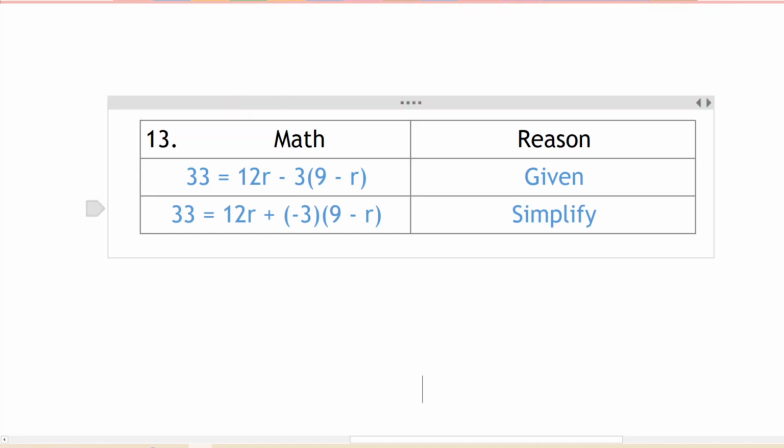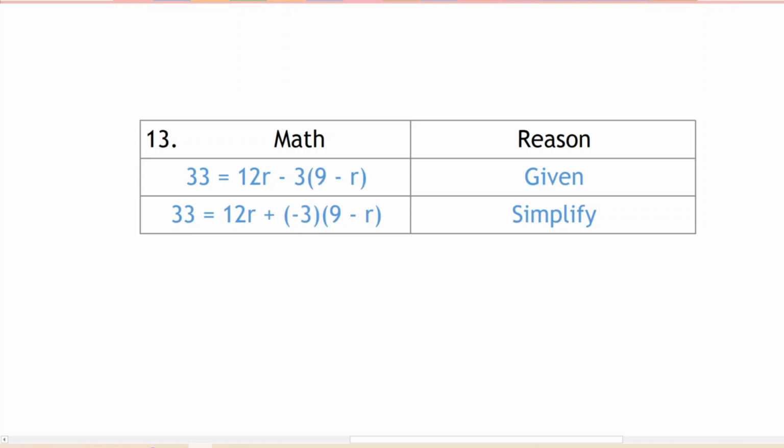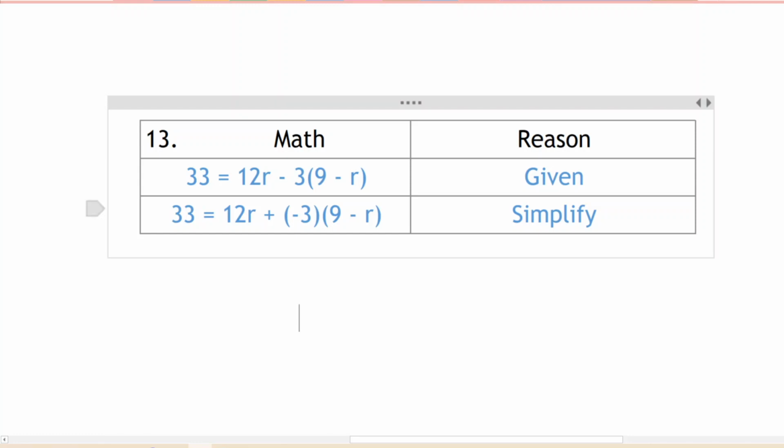Now I say that I've simplified, but really I kind of made this more complicated, and you'll notice what I did right over here. I changed this minus sign into a plus, and then I've changed the 3 into a negative 3. And I did that because it's going to be easier for us to distribute. So let's go ahead and we'll do this slowly.